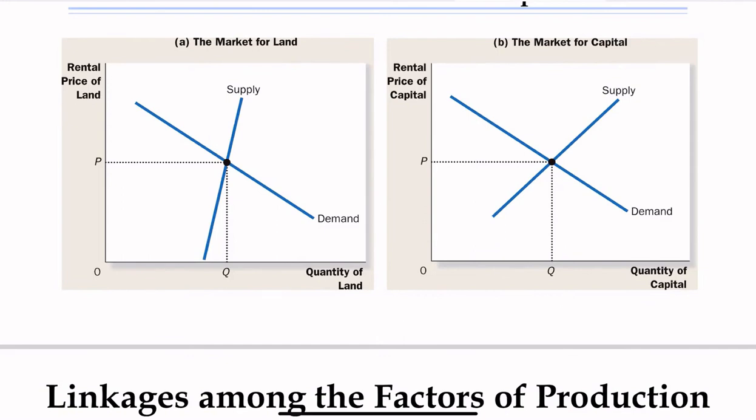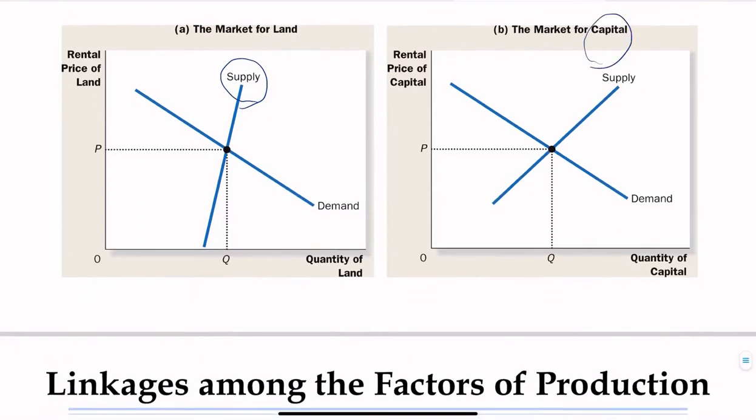What you can see here is that you have different slopes for the supply of land and the supply of capital. The supply curve for land is almost vertical, which is easy to understand, right? Because the amount of land is almost fixed. So that's why you get an almost vertical supply curve.